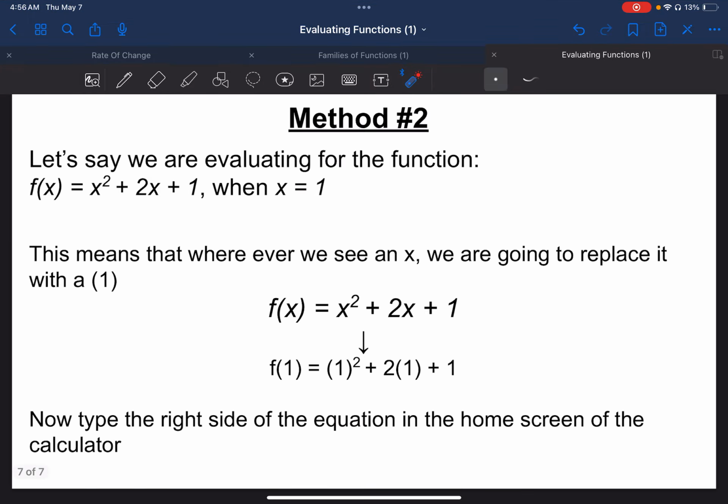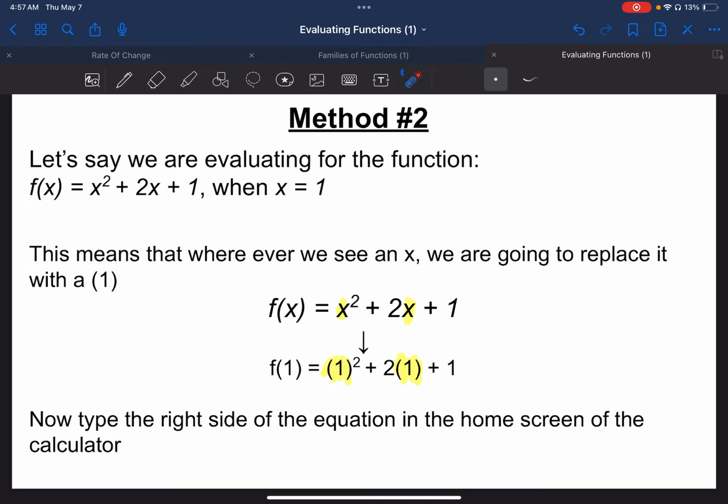The second method, we're still using the calculator. So let's say, same idea, we're evaluating x squared plus 2x plus 1 when x equals 1. So what this means is that wherever we see an x, we're going to replace it with a 1. I'm going to put parentheses because that's what we do when we replace. So if you notice, let's use a highlighter this time. So we have an x here and an x here. And that's why that was replaced with parentheses 1, parentheses 1. Right?